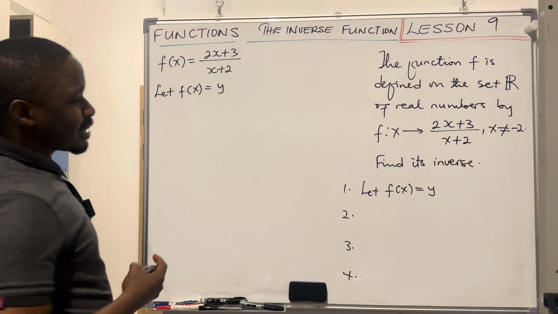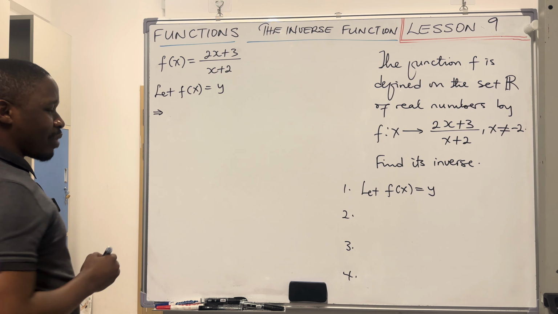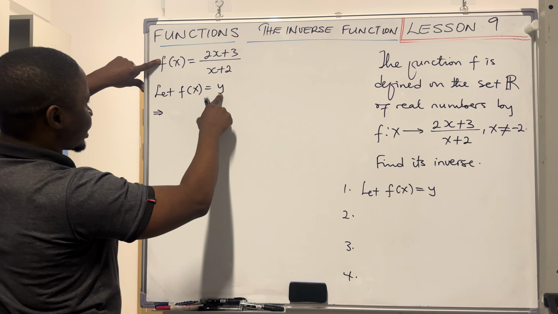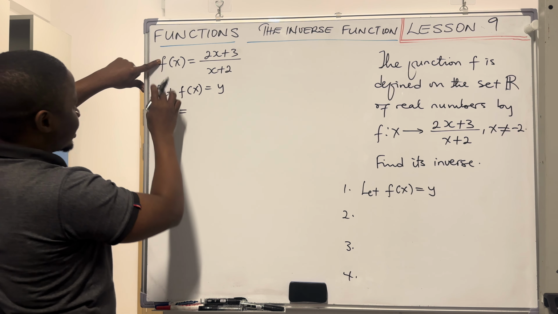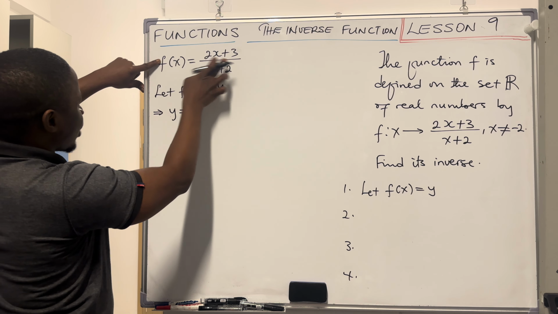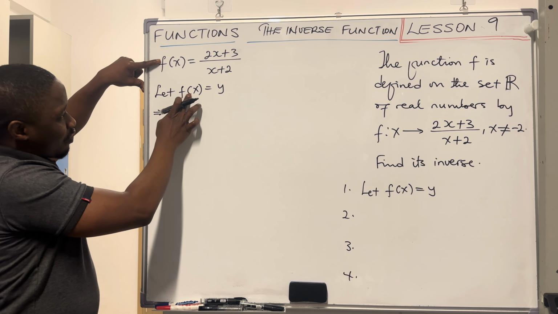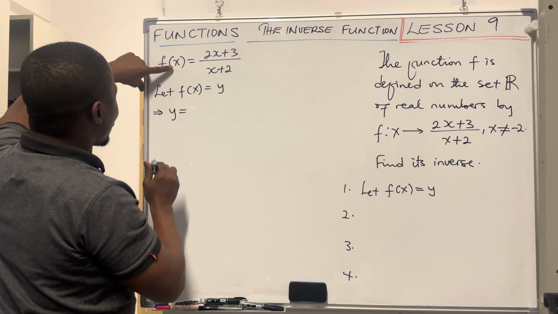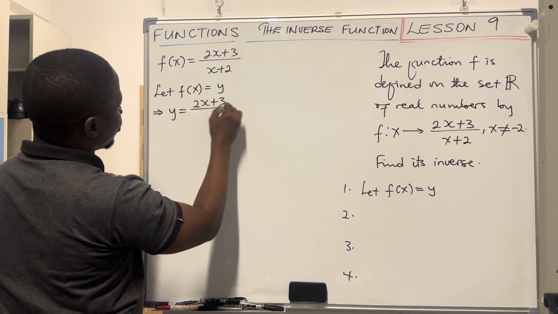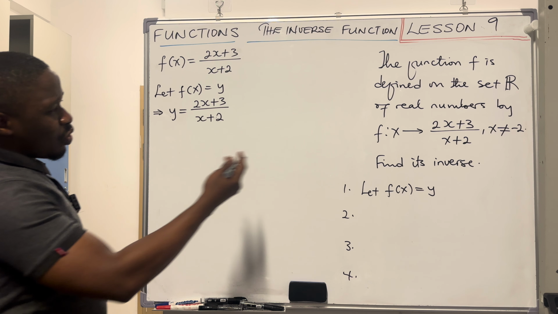So if we've decided to let f of x equal to y, what does this imply? It implies that instead of f of x, we write y instead. So instead of f of x equal to, we say y equal to, because we have agreed that f of x, let it be y. So now y equals 2x plus 3 over x plus 2.